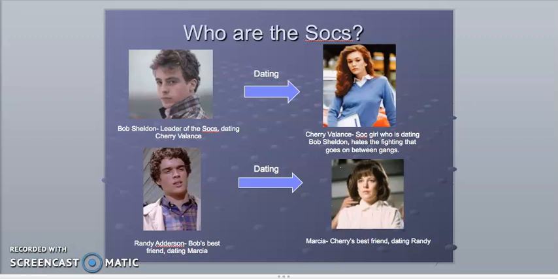Next up, we have Randy Adderson. He's Bob's best friend, and he's dating Marcia. And then Marcia is Cherry's best friend, and she's dating Randy. So these two are best friends, these two are best friends, and then we have dating and dating, okay?